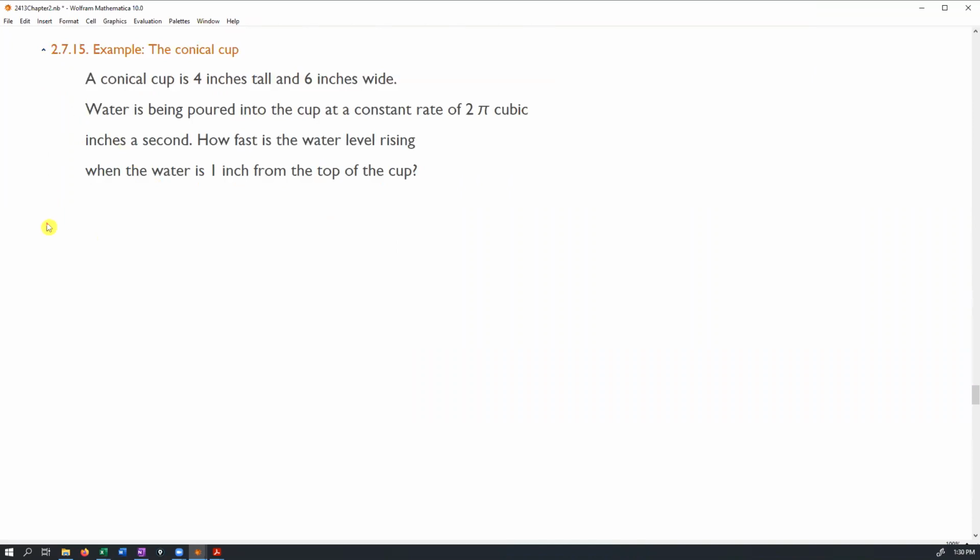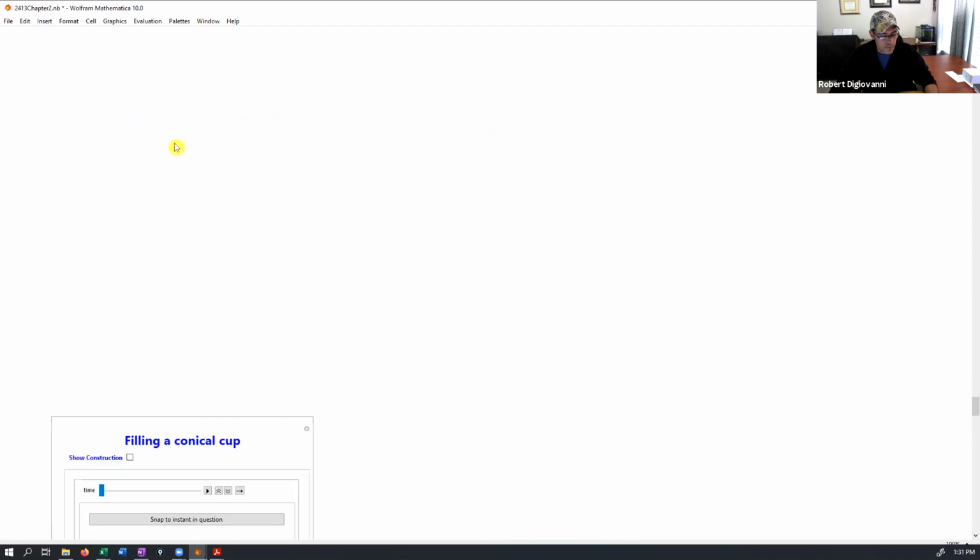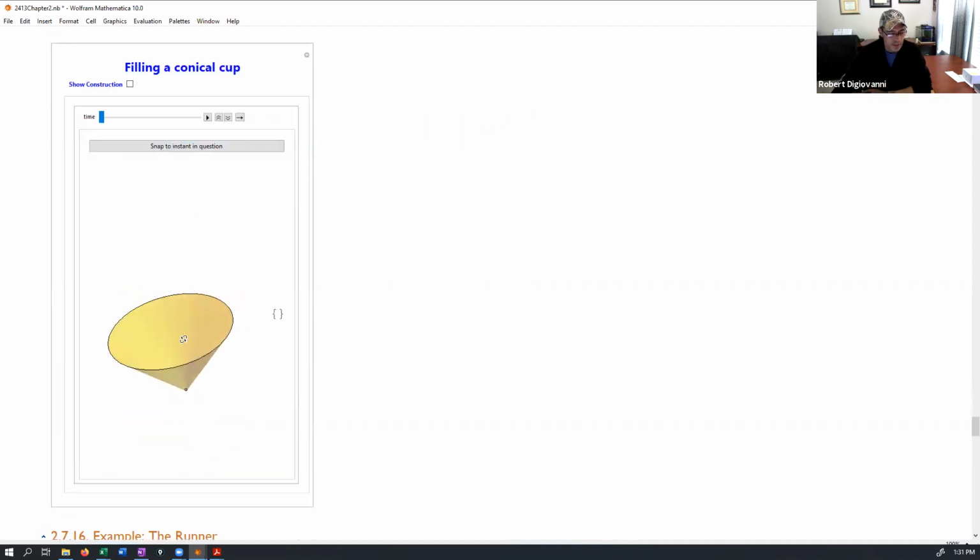Here's a good one. A conical cup, that's a cup shaped like a cone, is 4 inches tall and 6 inches wide. Water is being poured into the cup at a constant rate of 2 pi cubic inches a second. How fast is the water level rising when the water is 1 inch from the top of the cup? Okay. We have a conical cup. I hope that you've seen a conical cup before. This is like a conical cup.